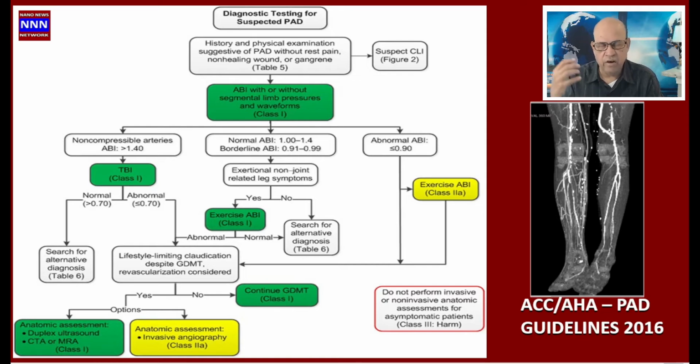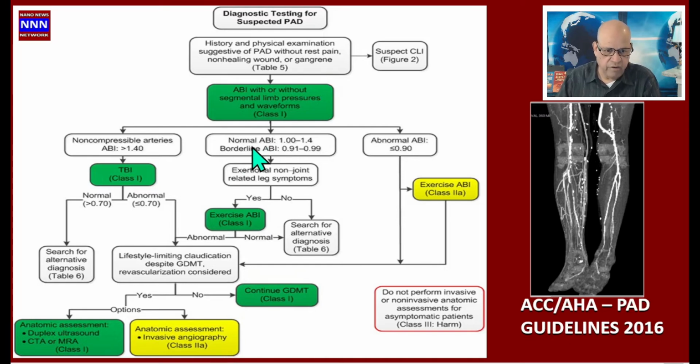angiography or MRA based upon their kidney function and other parameters. Then the decision is made as to whether we go for stent placement or surgery. So CTA or MRA is a class 1 indication for those symptomatic patients who are not controlled on medications with abnormal ankle brachial ratio or abnormal tibial brachial ratio. So ding, ding, ding, this is how we come here. And then we look for anatomic diagnosis by using angiography, which is a class 2A indication.